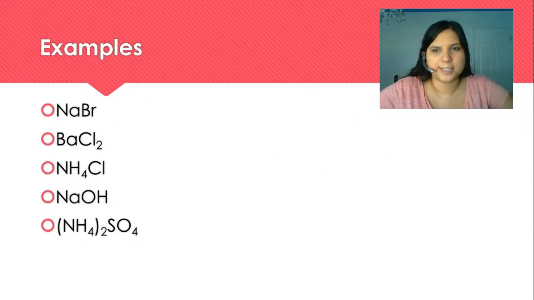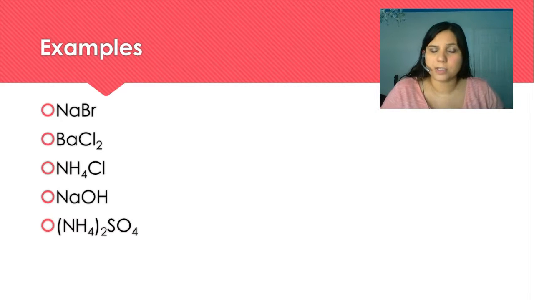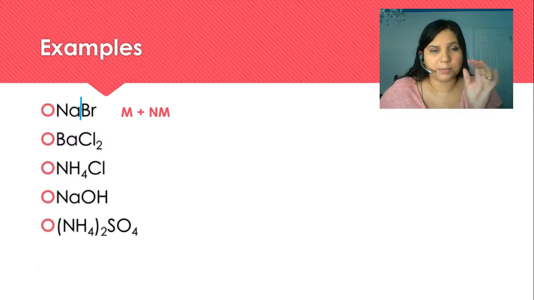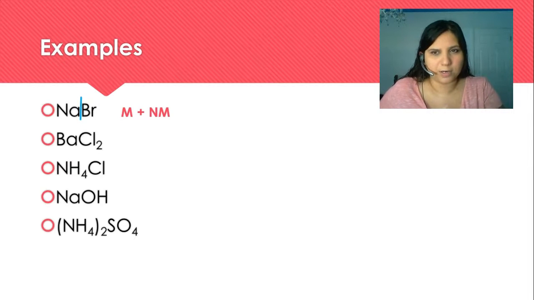Okay, here we're just going to take a list of ionic compounds, and we're just going to see what's involved. Look at the different combinations in the list. Okay, so we have NaBr. We're going to separate cation from anion. In NaBr, I have sodium metal and I have bromine nonmetal. So that is my metal plus nonmetal combination. 1 metal, 1 nonmetal.